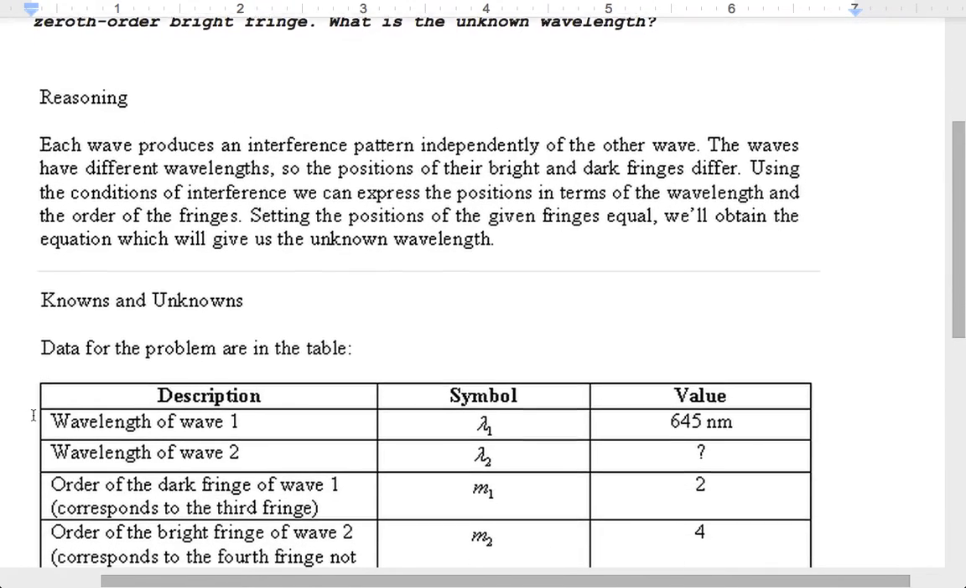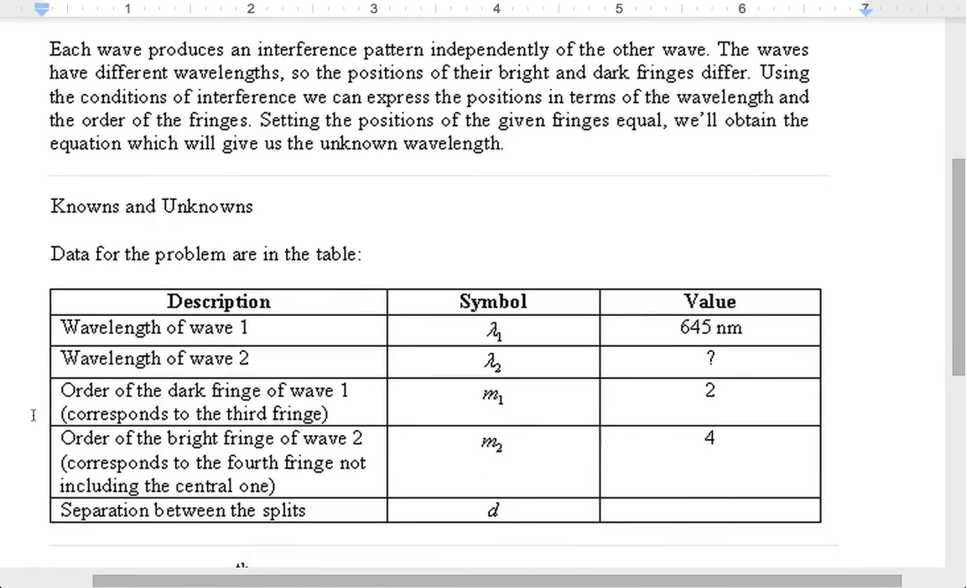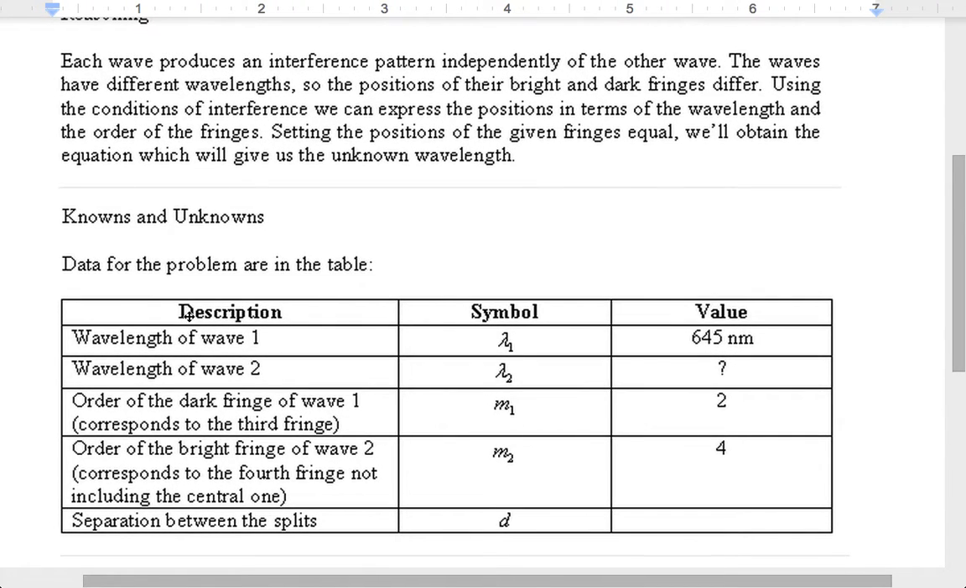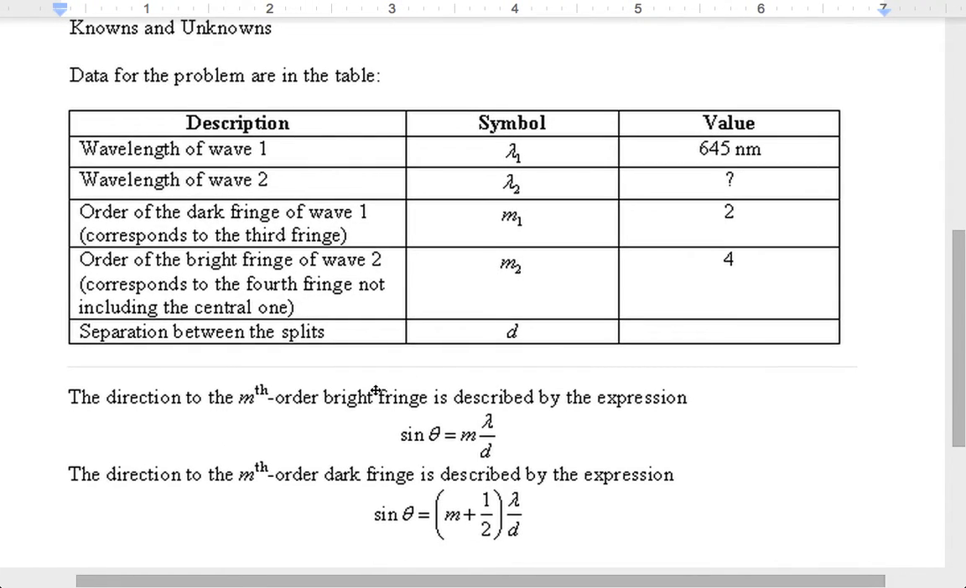So, first things first, knowns and unknowns. The data for the problem is all on the table. The wavelength of wave 1 is 645 nanometers. The order of the dark fringe of wave 1 is 2. The order of the bright fringe of wave 2 is 4. The separation between the slits is unknown, and the wavelength of wave 2 is what we're looking for.